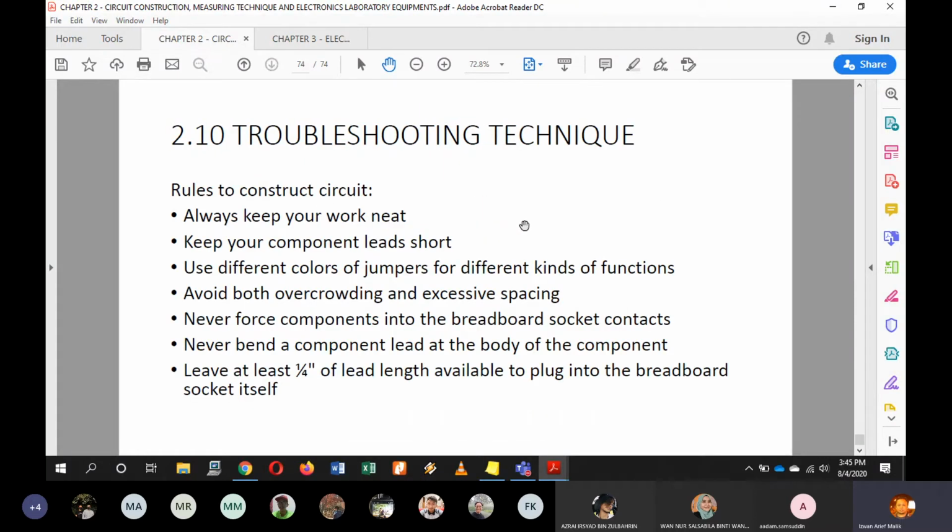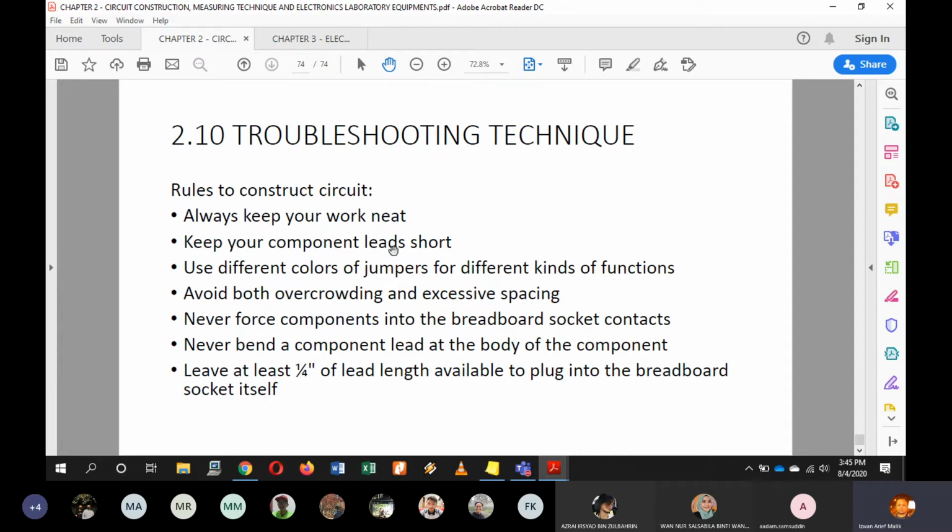Troubleshooting technique. Rules to construct circuit. Always keep your work neat. Okay, of course, this is very important. Neat work, neat construction will help you in analyzing any errors of your circuit. Okay, kalau you susun semua terlampau rapat and everything, sangat susah you nak detect kalau ada salah.